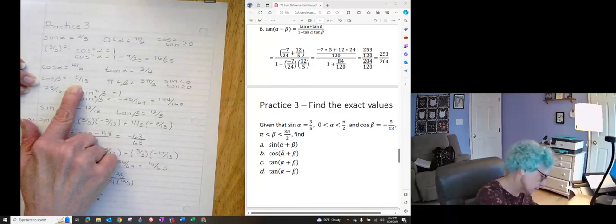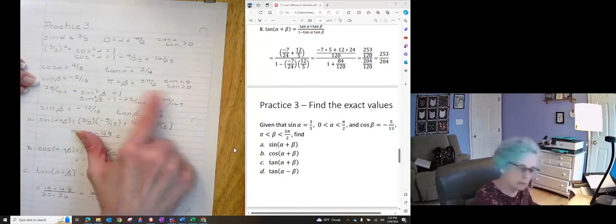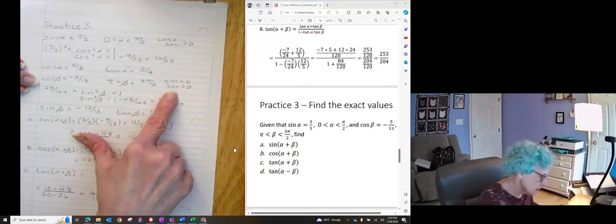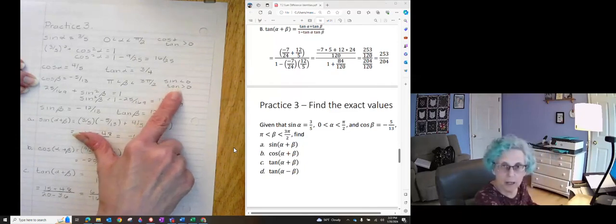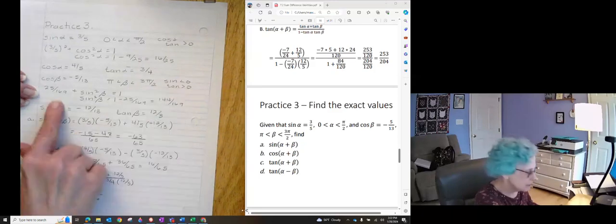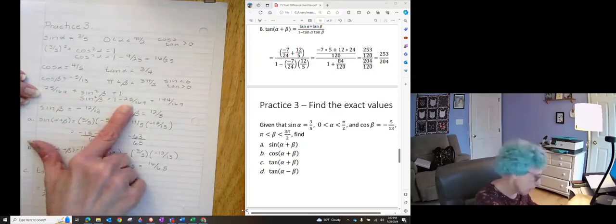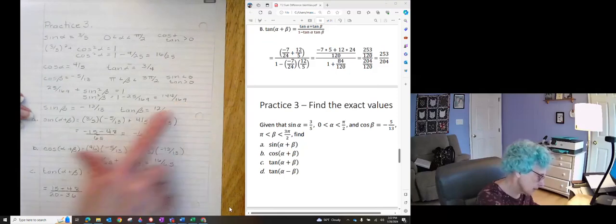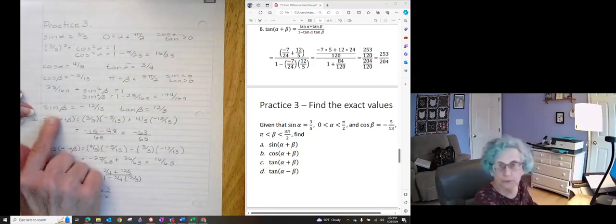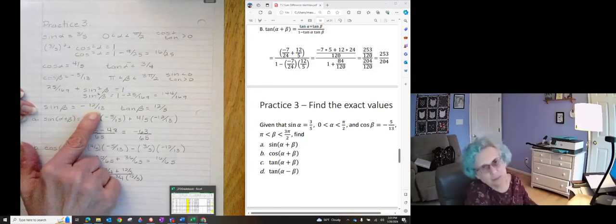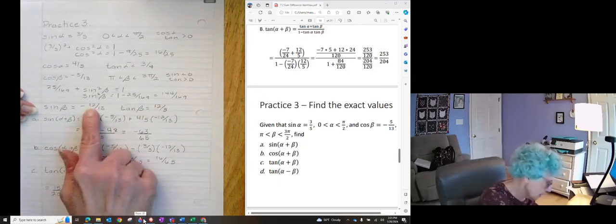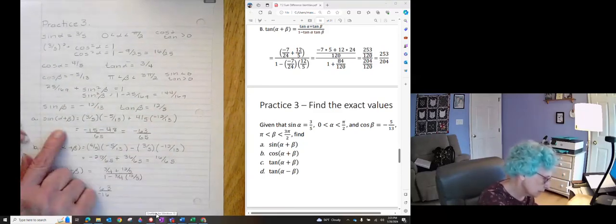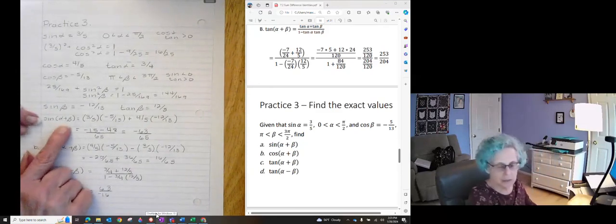And then I did beta. Cosine of beta was negative 5 over 13. And since beta was between pi and 3 pi halves, that's in quadrant 3. So sine is negative, but tangent is positive. So 25 over 169 plus sine squared is 1. 144 over 169. Yeah, I made them pretty. It's okay. So sine was negative 12 over 13, and tangent was 12 over 5. Negative over negative is positive.